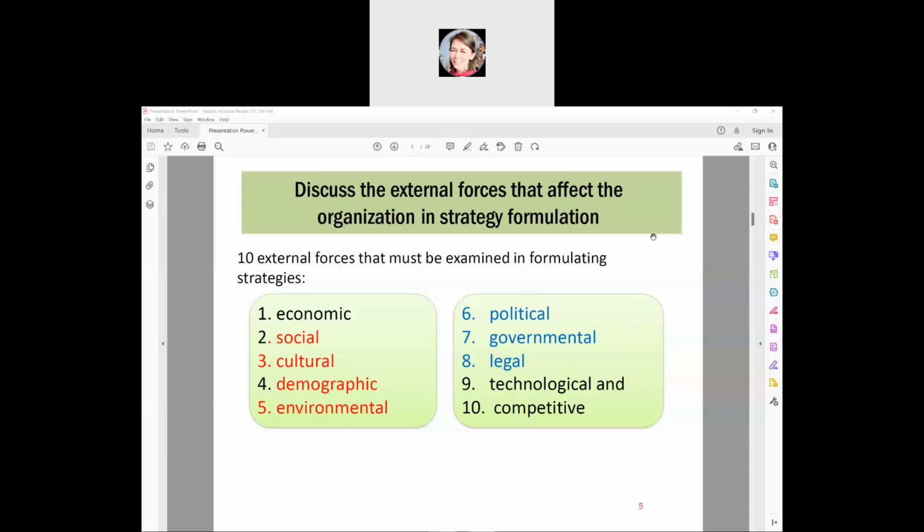Okay, now let me just go over three of these external forces. There are 10. Of course, you need to look into each and every one of these, but let me just pull out 3 out of 10 to give an explanation. All right, the first one, economic.